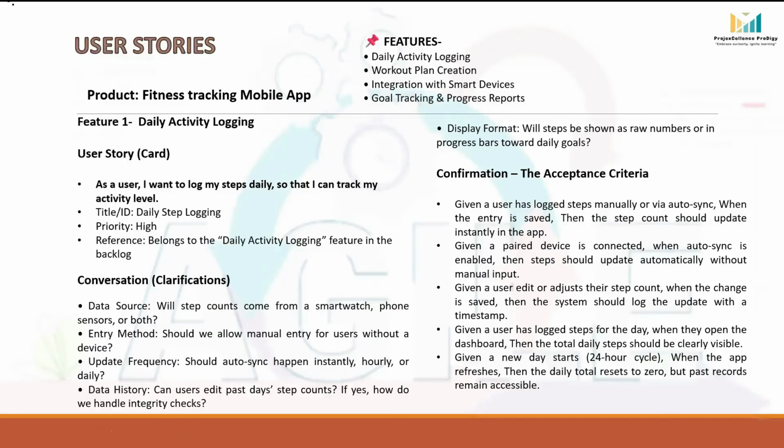These acceptance criteria are written in the given, when, then format, which makes them clear and easy to test. They remove any confusion and ensure that the team, product owner, and testers all agree on what it means for the story to be finished and working correctly.